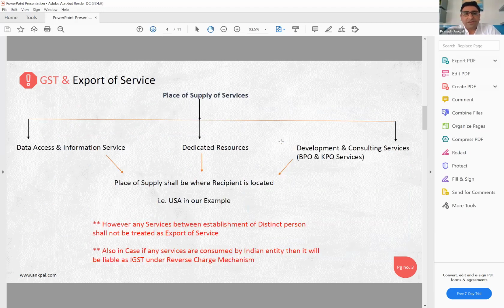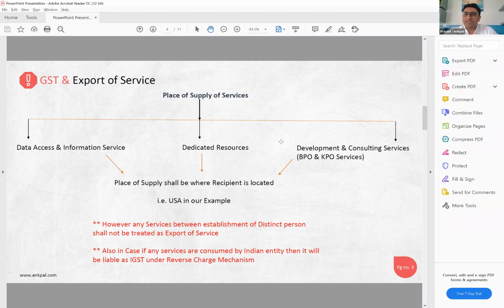This has a reference in section 13 of the GST, which helps us decide the place of supply, whether it is in India or out of India. Mainly the KPO, IT or BPO companies are into 3 streams of services. One is data access and information services. They may also provide dedicated resources, and development and consulting services like KPO and BPO services. These are the main 3 streams of revenue.